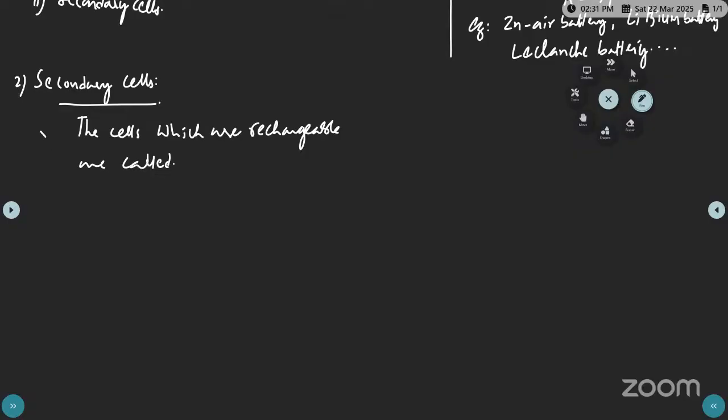Okay, and next point. Primary cells are single use cells, and secondary cells are multi-use cells. We can use these cells a number of times, because we can recharge them. Therefore we can use them many times.